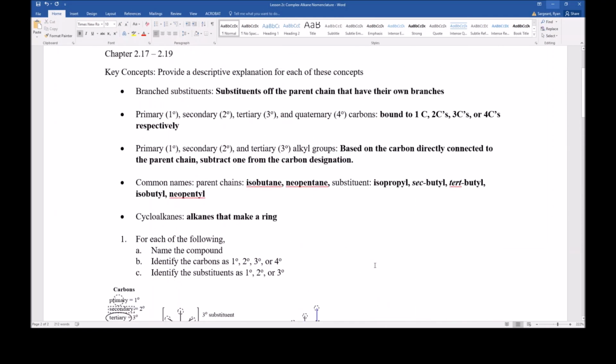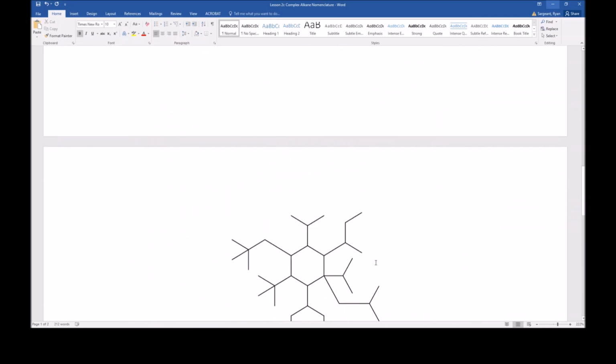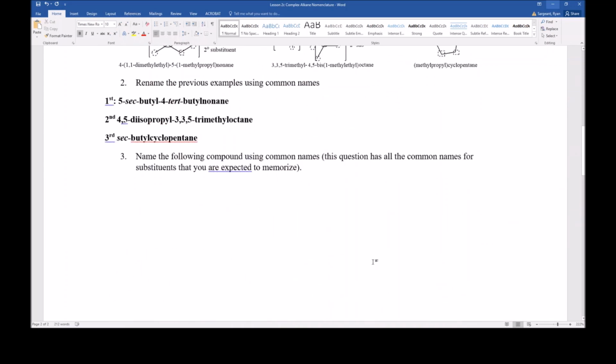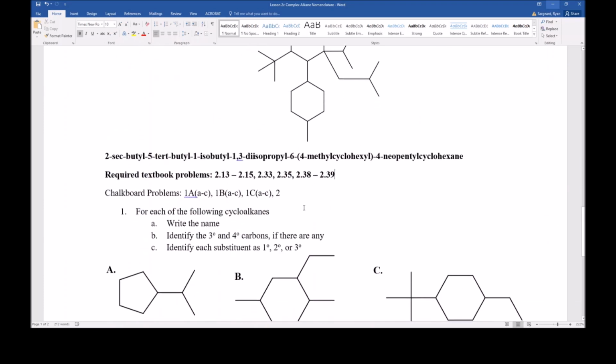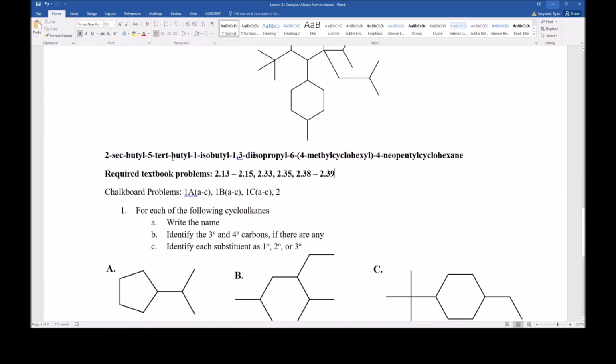Okay, those are all of the examples that I wanted to walk you through. I'm sure I answered this correctly: name the following compound using common names. This question has all the common names for substituents that you are expected to memorize. So the sec butyl, tert butyl, isobutyl, isopropyl, and the neopentyl, and there they are.